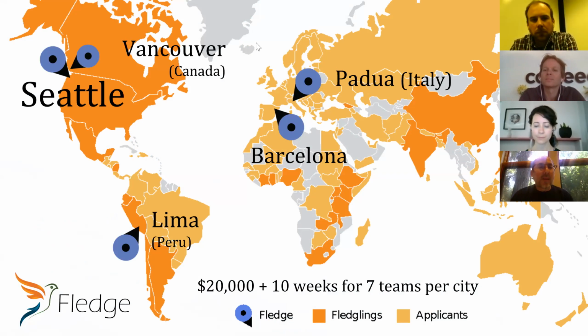All right, thank you so much. So I am, as Mark said, the founder and managing director of Fledge, which is a network of conscious company accelerators. Started here in Seattle, we've expanded now to run in Lima, Peru, in Vancouver in Canada, Barcelona in Catalonia, and we're about to launch in the University of Padua in Italy. Our goal is to just keep adding more cities each year.